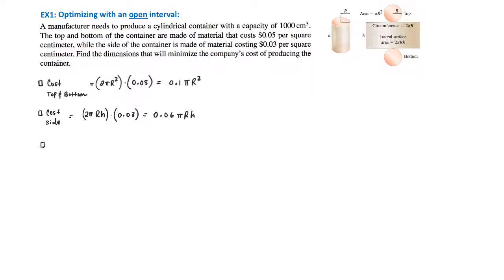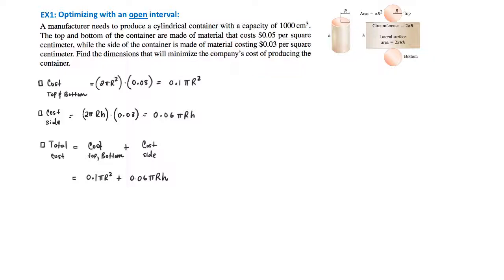Now let's see here the total cost. The total cost will now be the cost of the top and the bottom, plus the cost of the side. So then that is going to give us very nicely 0.1 pi r squared plus 0.06 pi r h. Now, this is already looking like a very nice cost function.